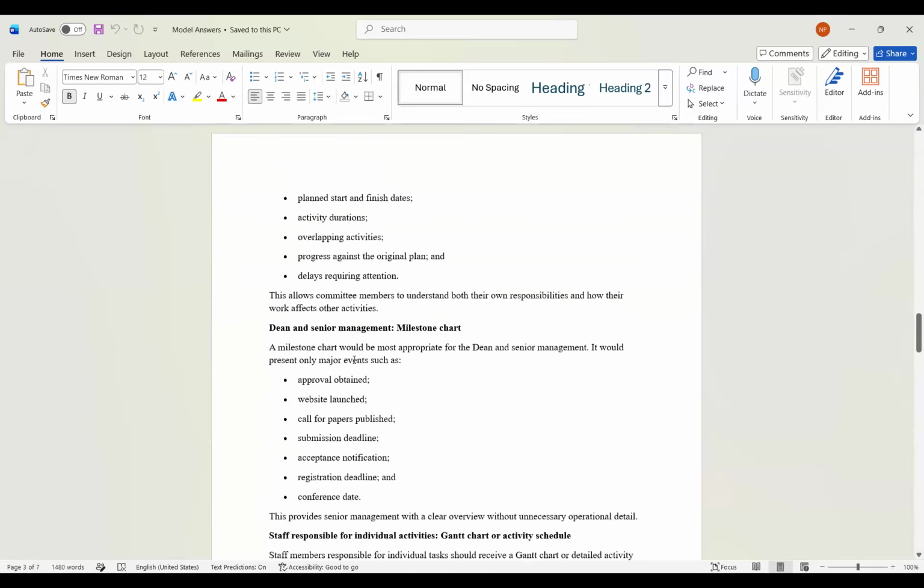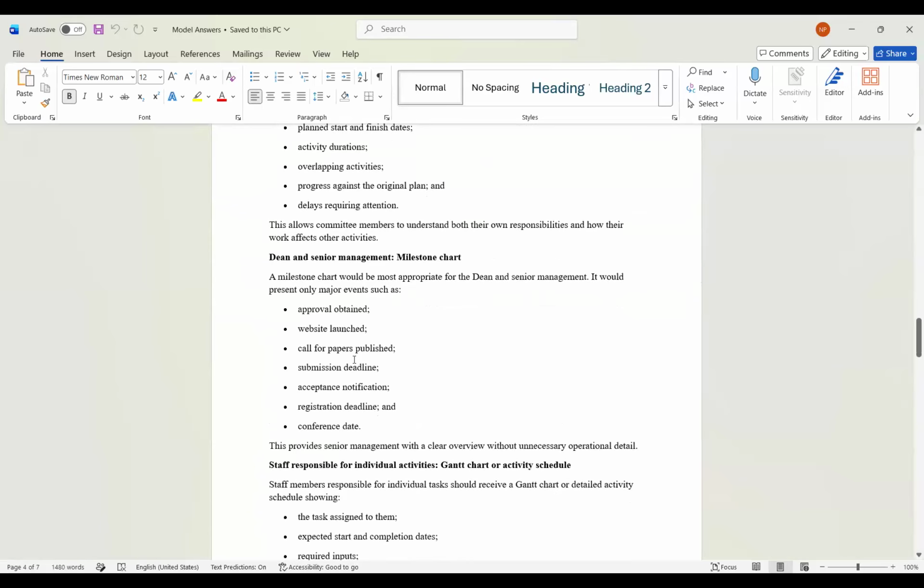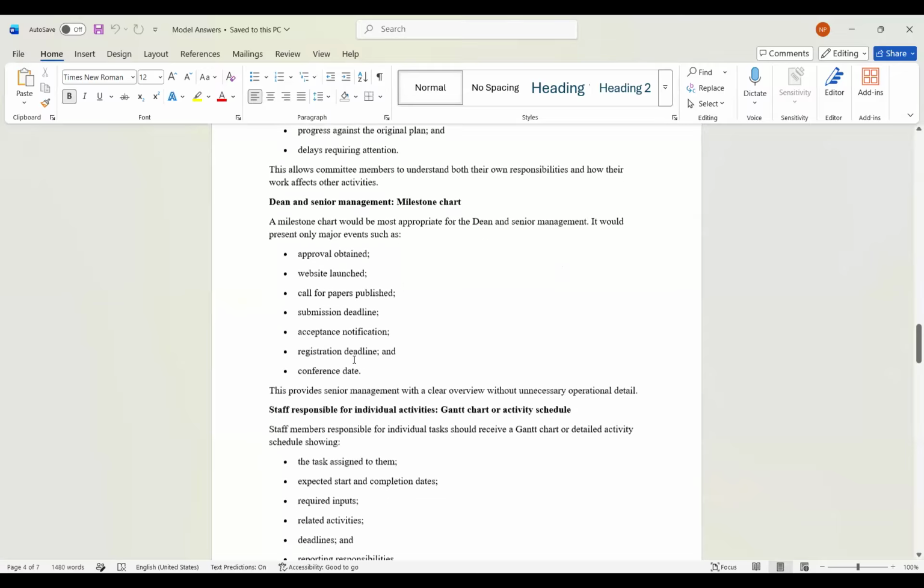Likewise, the dean and the senior management would want a milestone chart, and it would present only the major events like the approvals obtained, the website being launched, the call for papers, submission deadlines, acceptance notification, registration deadlines, and the conference date itself.